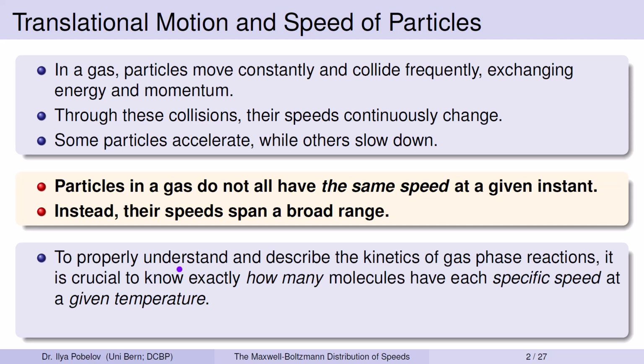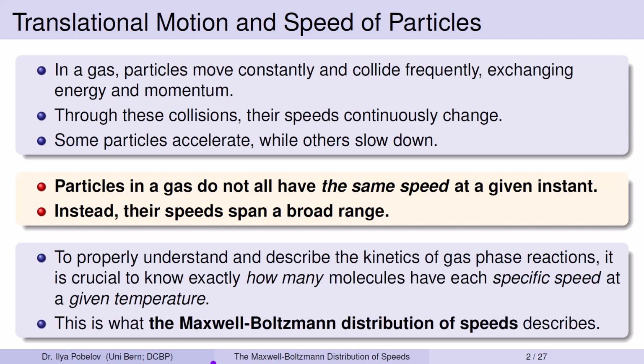To properly understand and describe the kinetics of gas phase reactions, it is crucial to know exactly how many molecules have each specific speed at a given temperature. This is precisely what the Maxwell-Boltzmann distribution of speeds describes.